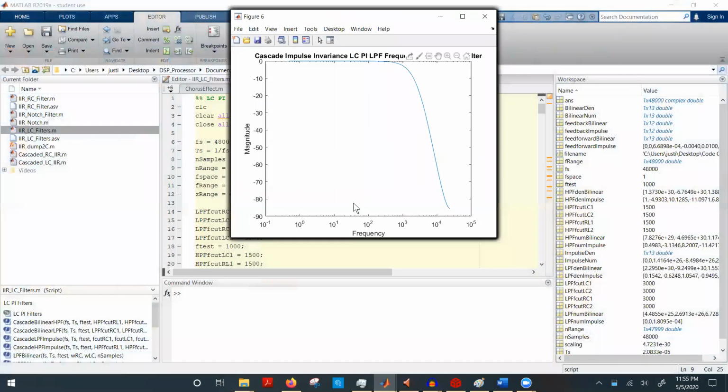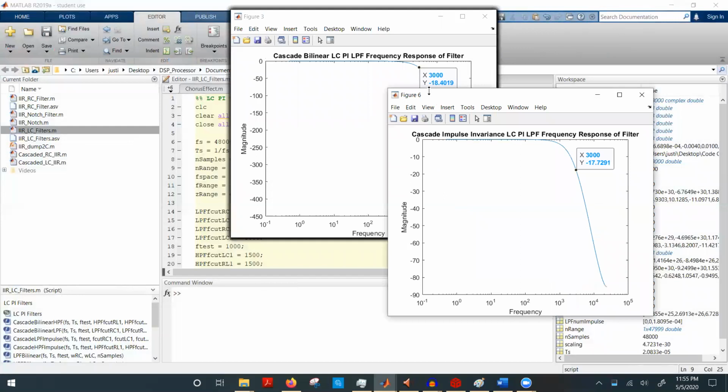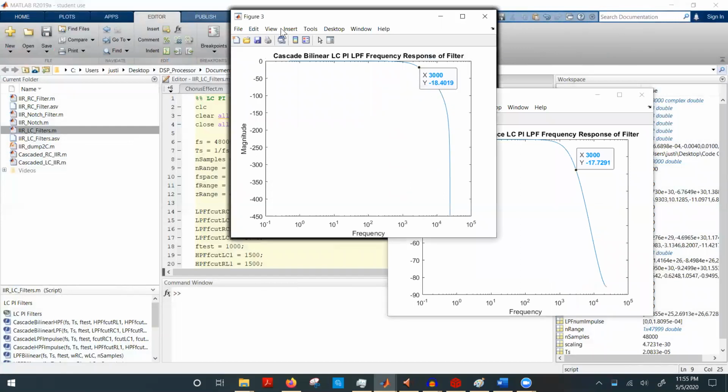So here, this is now with impulse invariance. Similarly, if I go to about 3000, go down to 3000. Oh, skipped it. So over here, we see that it's close to, oh, go back. It's close to 18, an attenuation of 18.